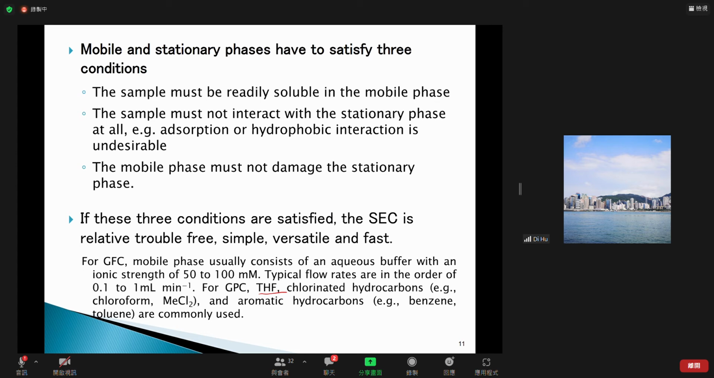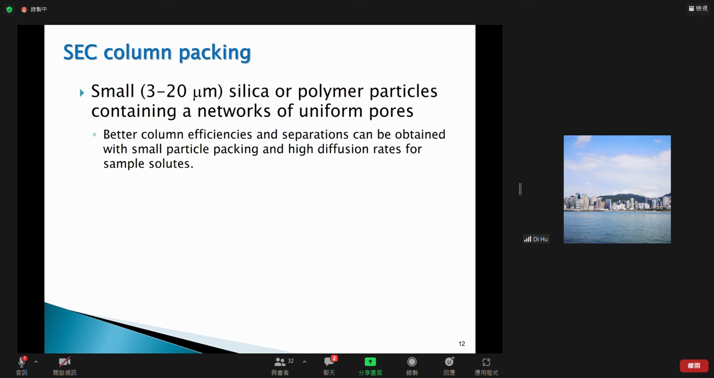Now we come to the stationary phase. Again, we use small silica or polymer particles containing a network of uniform pores. That means using porous silica particles or porous polymer particles. The pore size can be well defined, so you know what kind of molecular size it can handle. Better column efficiency and separation can be attained with small particle packing.